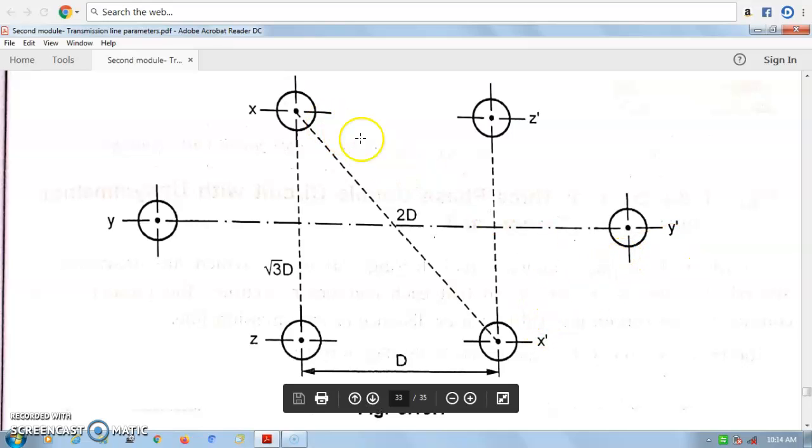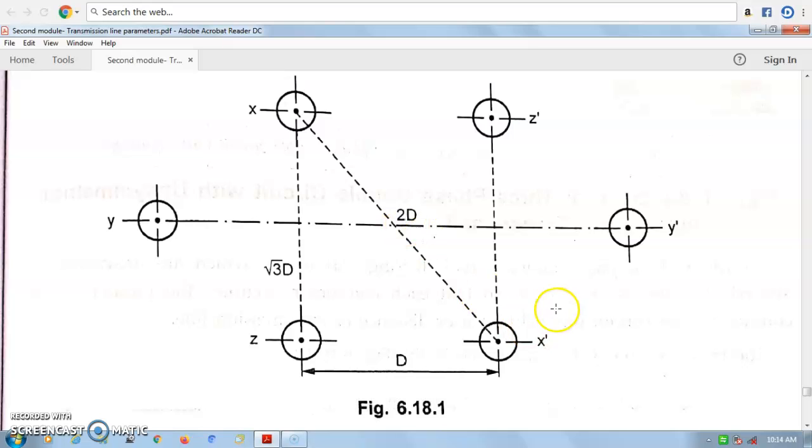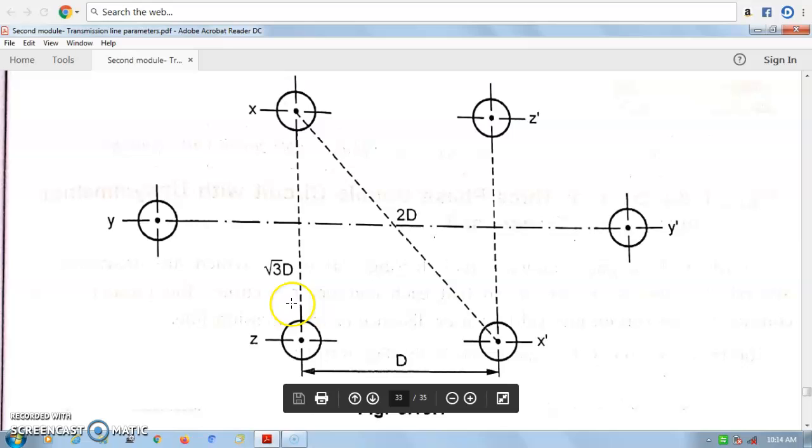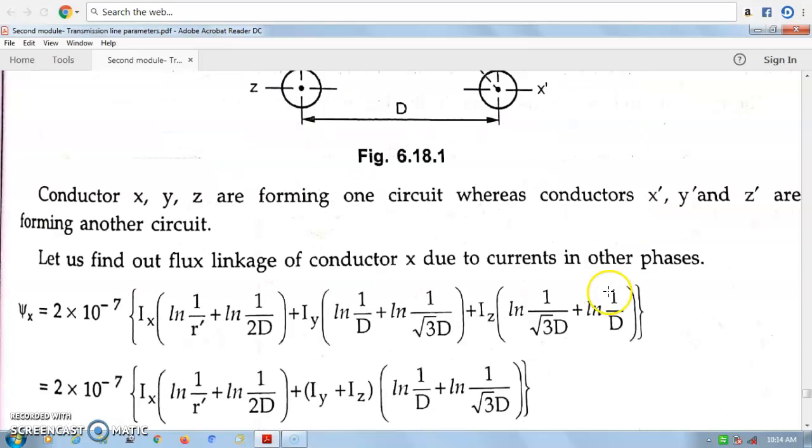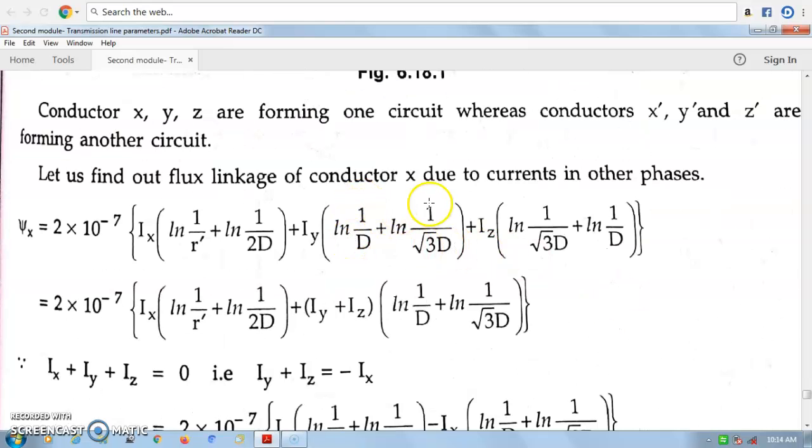Therefore this is the unknown. Unknown is equal to what? Root of 2d plus d, that is 3d, squared, plus d square. We have to find the unknown here. Whatever we have done here, the same thing you have to do here also. The distance between X and Y dash is root 3d. Therefore for the Y conductor 1 divided by d, and for the Y dash distance 1 divided by root 3d.